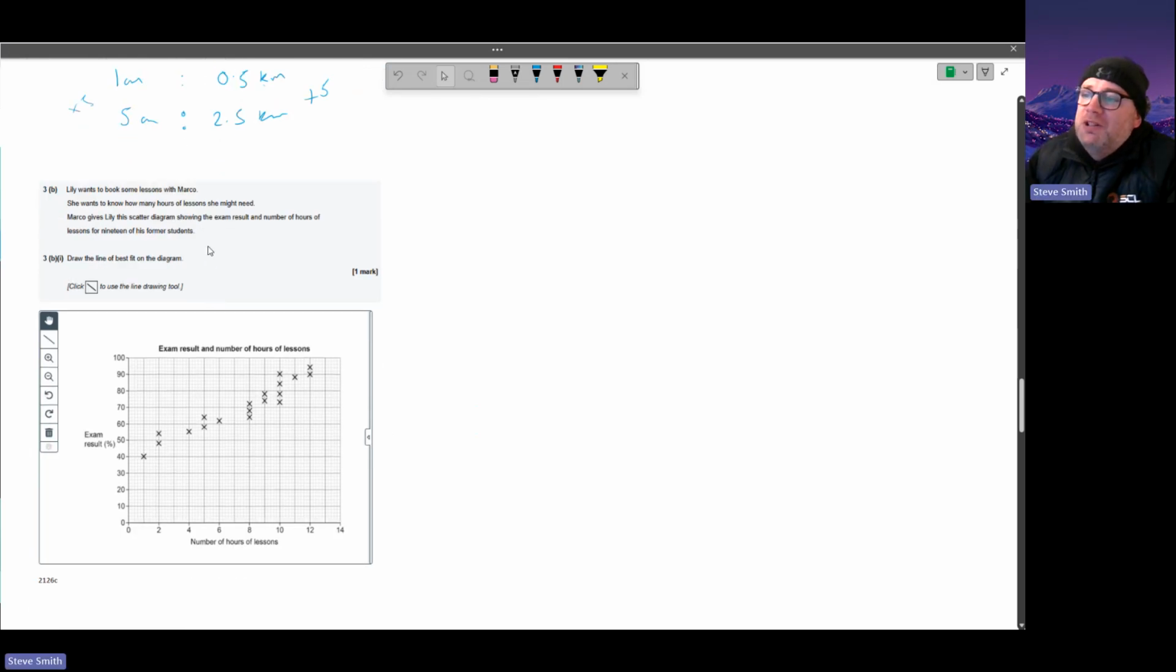Lily wants to book some lessons with Marco. She wants to know how many hours of lessons she might need. Marco gives Lily this scatter diagram showing the exam result and the number of hours 19 of his former students took. Draw the line of best fit for 1 mark. Drawing. Line tool again, you'd click on the line tool and first attempt or whatever.